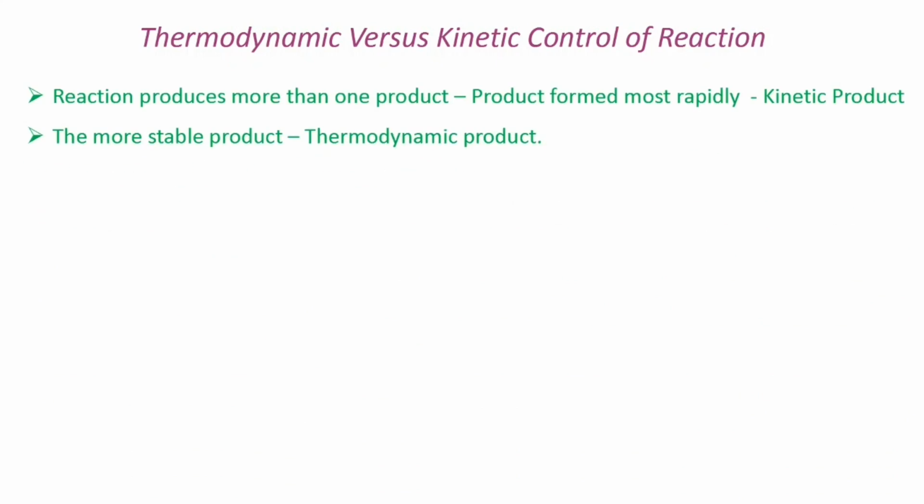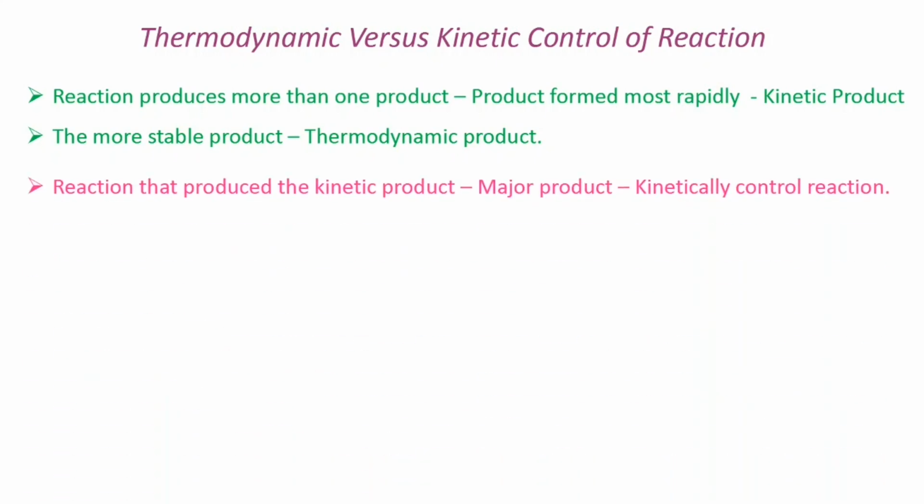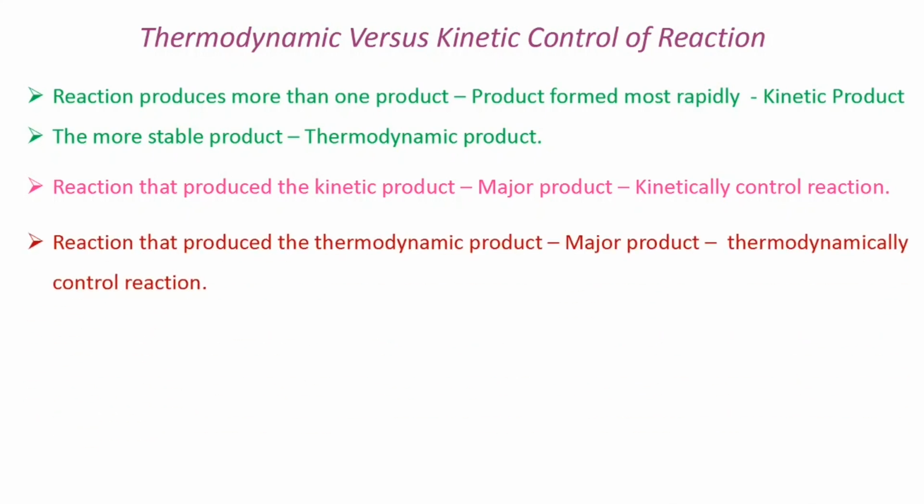In today's lecture, we will discuss thermodynamic control reaction, kinetic control reaction, and the difference between them. When a reaction produces more than one product, the product that is formed most rapidly is called the kinetic product, and the product that is the more stable product is called the thermodynamic product. Reactions that produce the kinetic product as the major product are said to be kinetically controlled reactions. Reactions that produce the thermodynamic product as the major product are said to be thermodynamically controlled reactions.